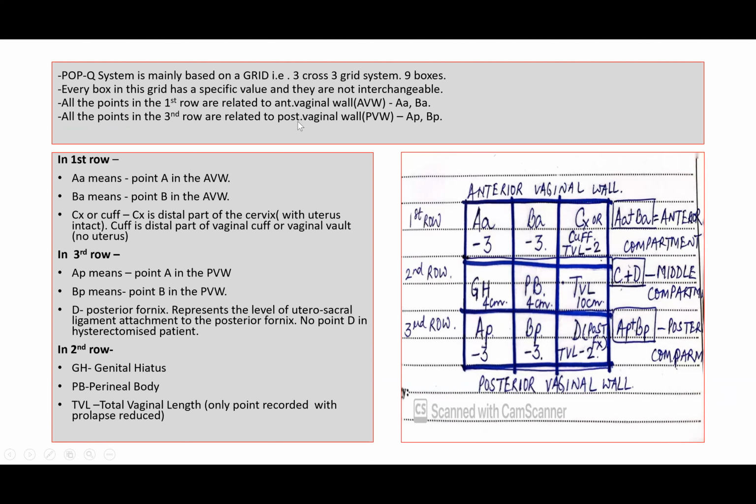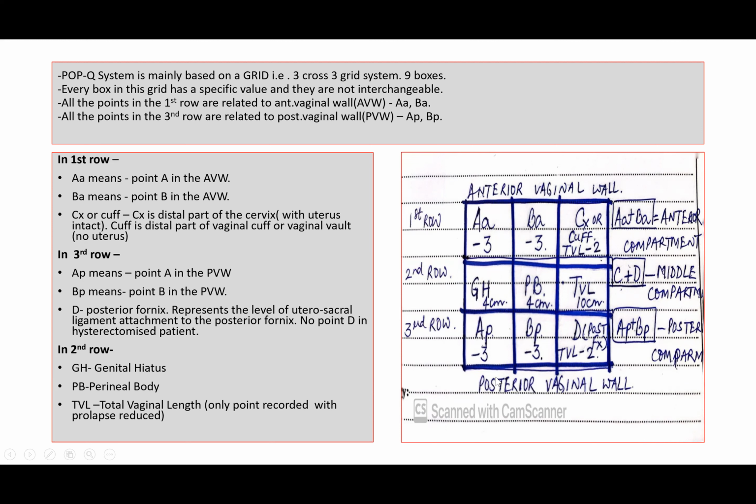Now, in this POPQ system, there is actually a grid system. What is the grid? This is a 3x3 grid system, and there are 9 boxes. Every box in this grid has a specific value, and they are not interchangeable. So we have the first row, where all these points are related to the anterior vaginal wall. And then in the third row, all the points are related to the posterior vaginal wall.